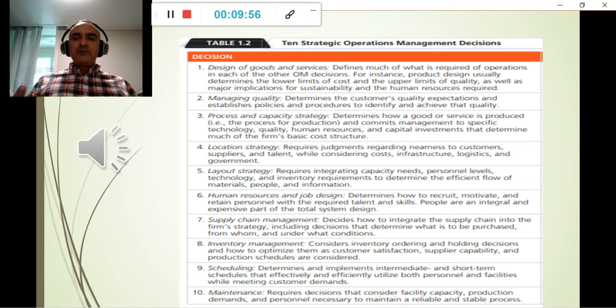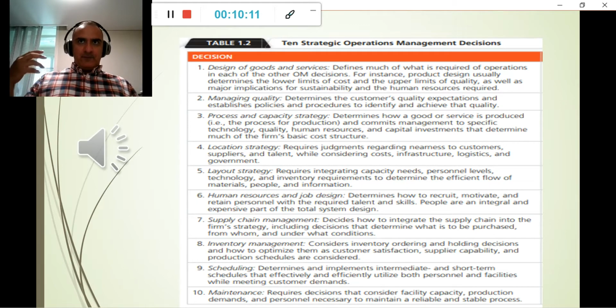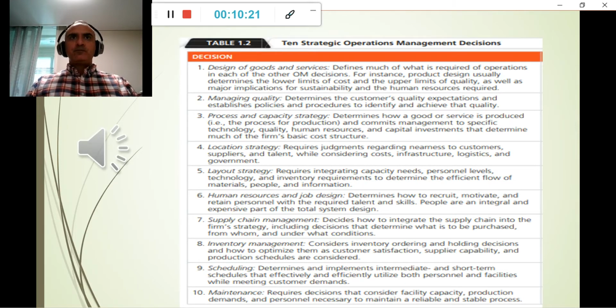So the second thing is managing the quality. An operations manager ensures that the quality is at optimal standards, and if there are deviations, how to tackle them. Third is process and capacity strategy, meaning how we're going to commit the resources to be at maximum capacity, meaning that I am fully utilizing all the resources that I have. Now we have the location strategy.